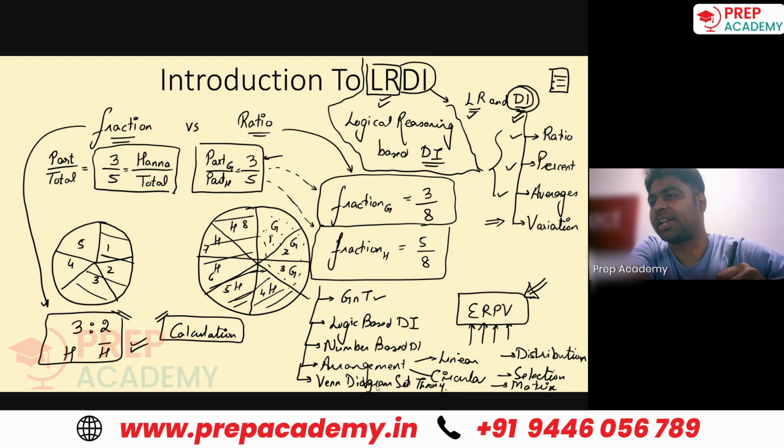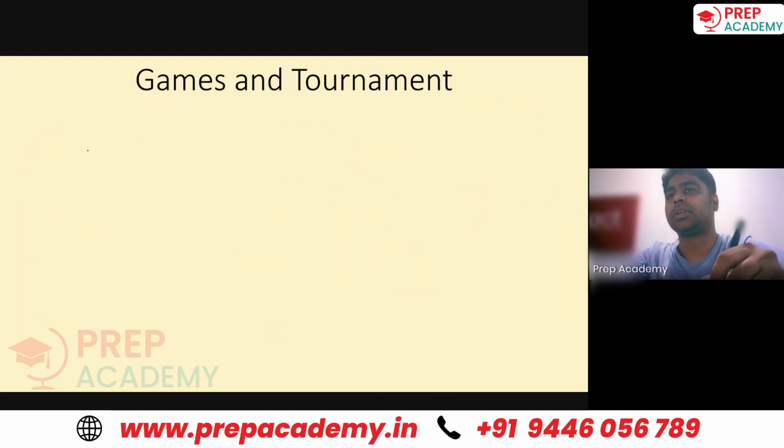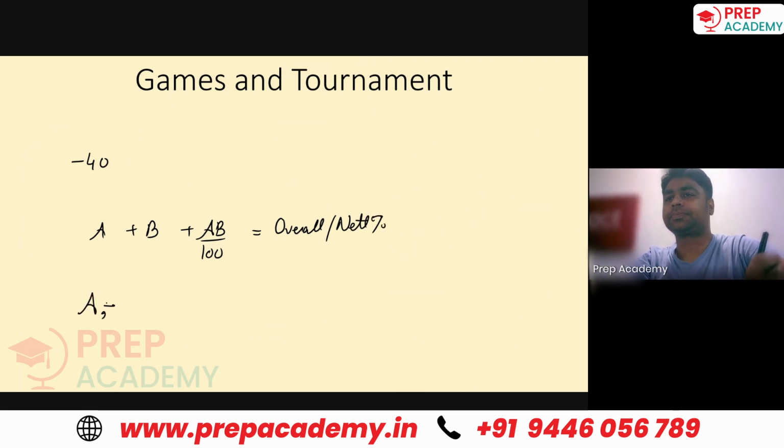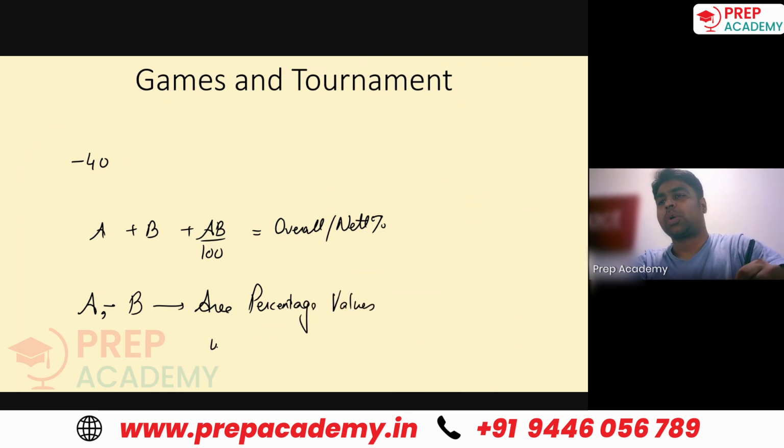Do you know how these formulas are derived, or how this formula came into being? Firstly, the formula is A plus B plus AB upon 100, right? As you told me, it is equal to the overall, or you can call it the net percentage. Now, these A and B are percentage values, which come with a sign.